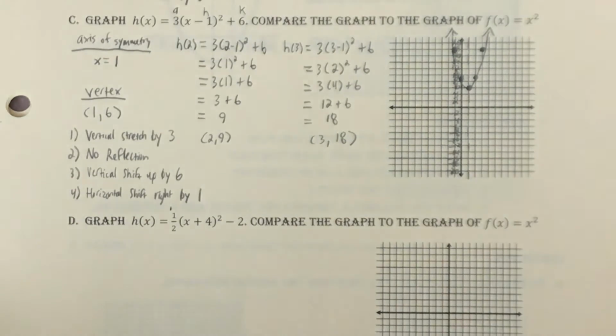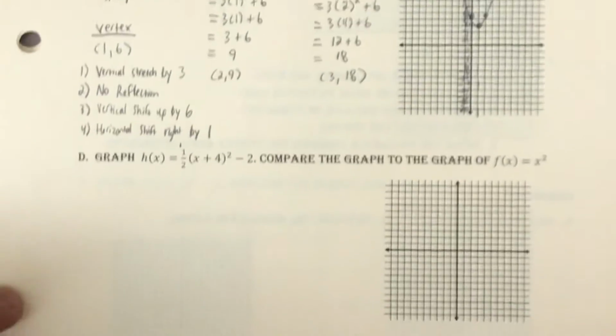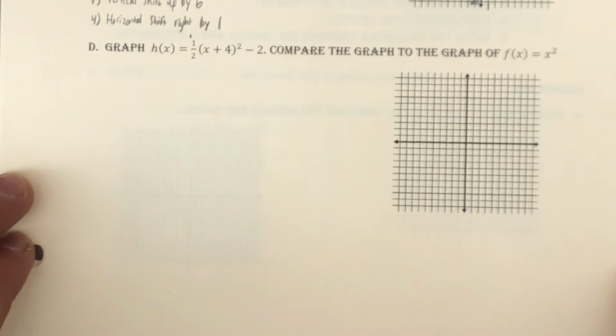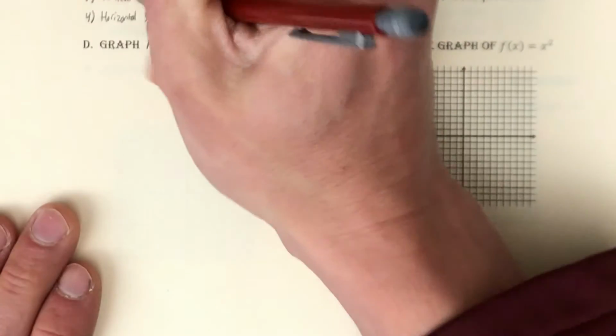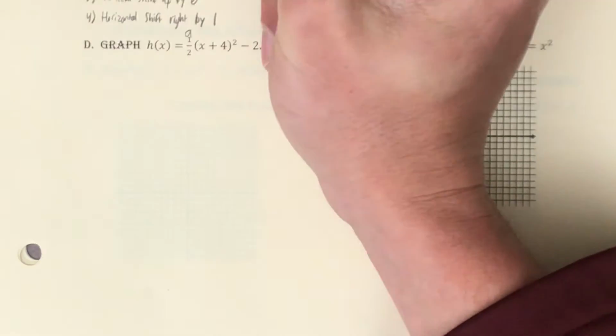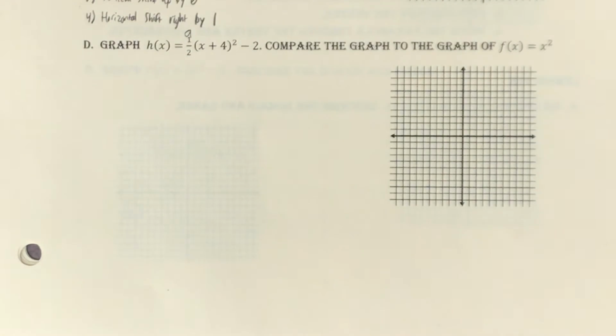All right, well, let's take a look at example D here then. So example D, we've got h of x equals 1/2 times x plus 4 squared minus 2. So first thing, let's figure out our A, our H, and our K. So when I look at this, I see an A of 1/2, right? And that's already an indicator to me that I'm going to have to do something a little different with the points I choose because it's a fraction.